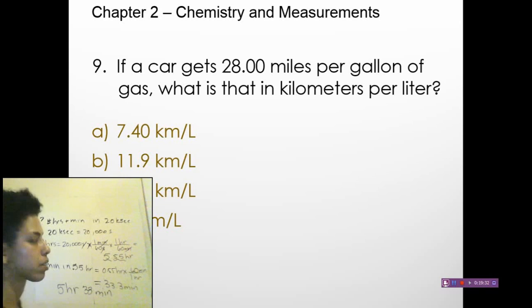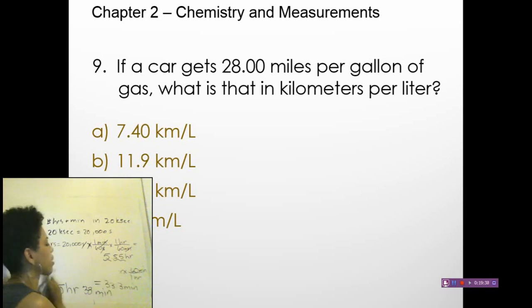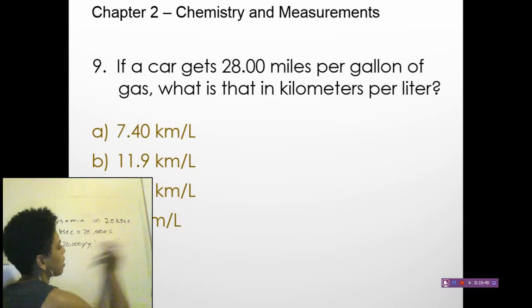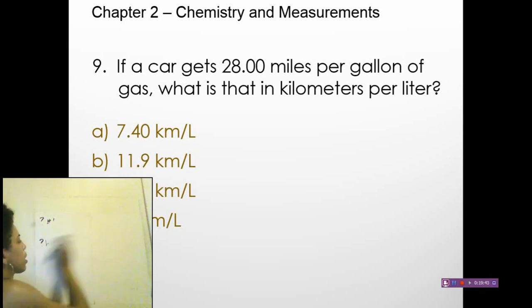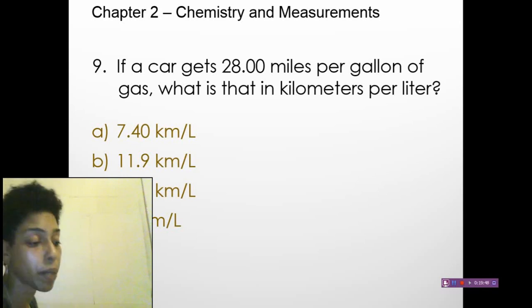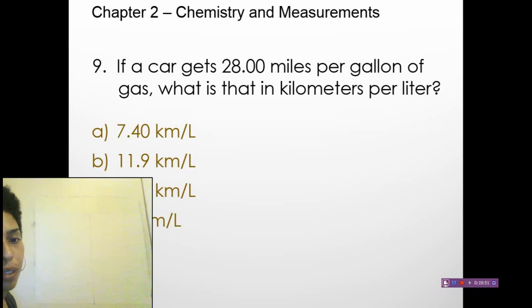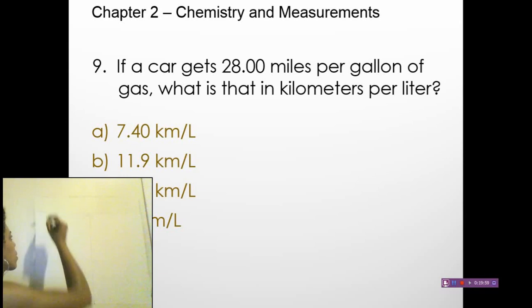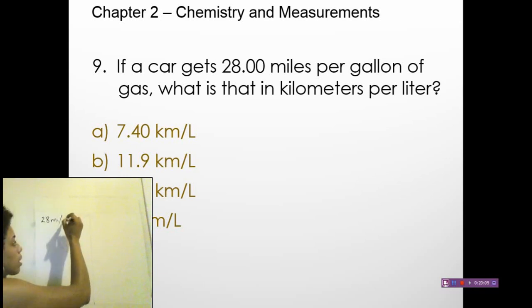Let's try one more of these. So this question is asking us to convert 28 miles per gallon to kilometers per liter, right? Instead of 28 miles per gallon, we want kilometers per liter. So I want to go from miles to kilometers, and I want to go from gallons to liters.